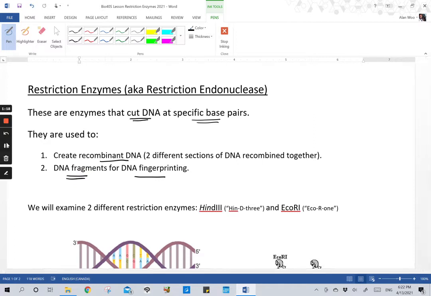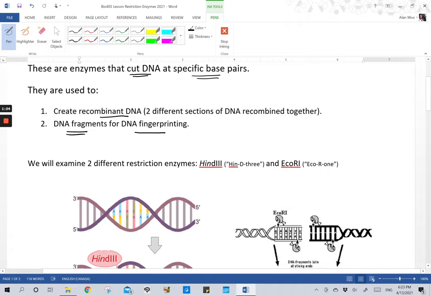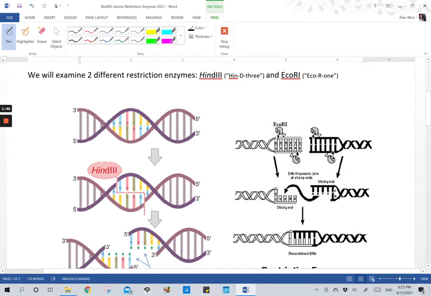There are two types of restriction enzymes that I'm going to introduce to you today. The first restriction enzyme is called HindIII. It kind of looks like Hind3, but it's actually pronounced Hind-three. The other one is called EcoR1. These two restriction enzymes do the same job, but they cut at different places along the DNA chain.